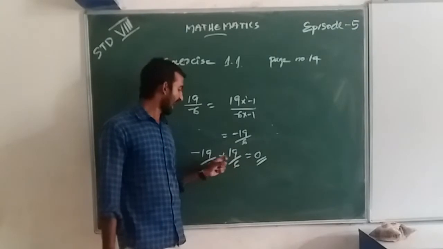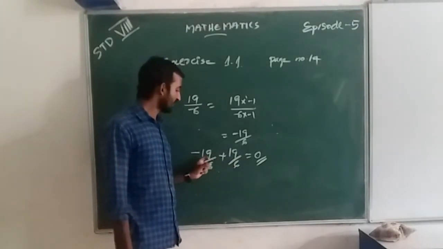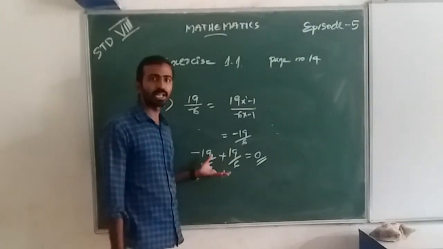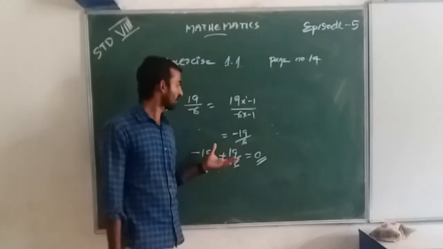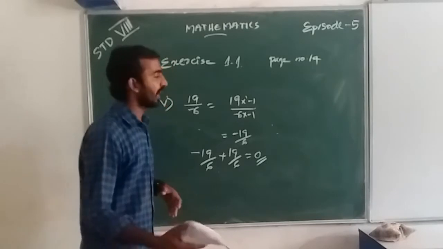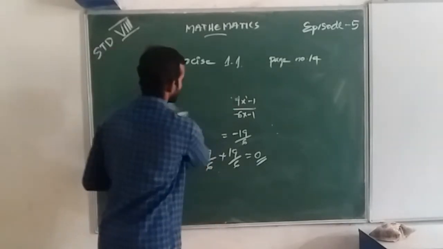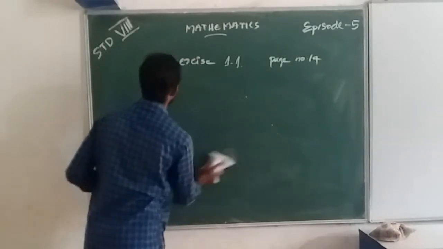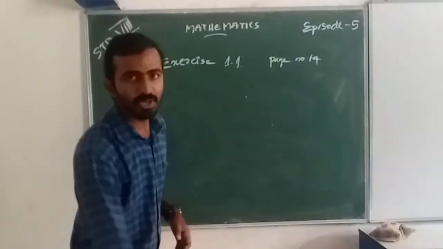19 by 6 is the additive inverse of negative 19 by 6. Can you understand? Okay. We are going to discuss question number 3.